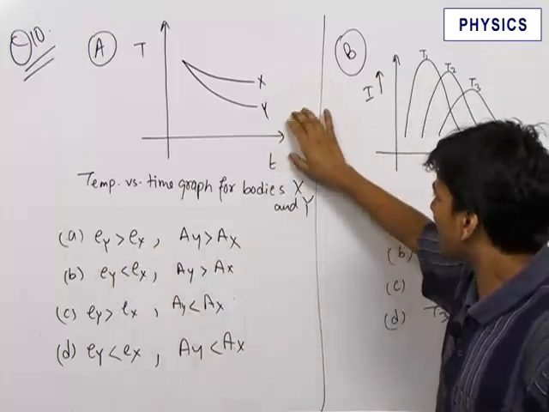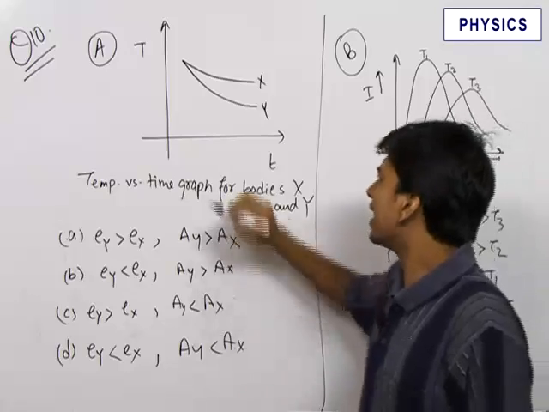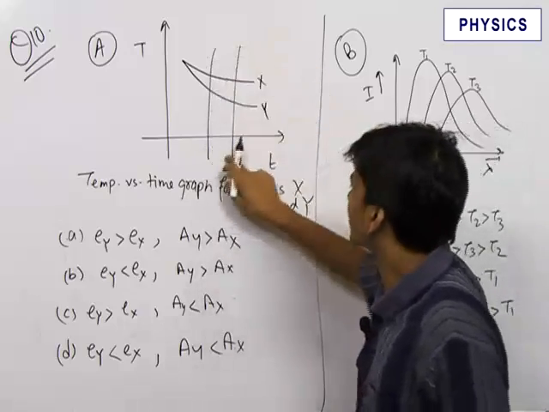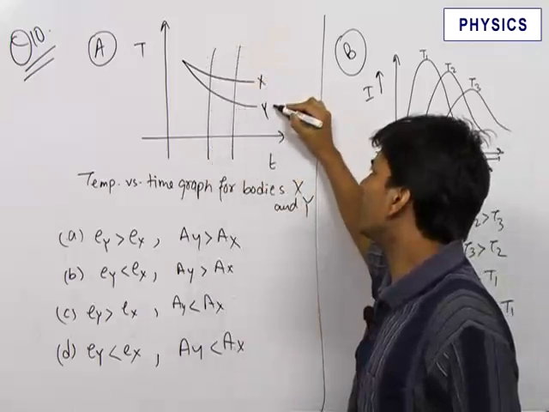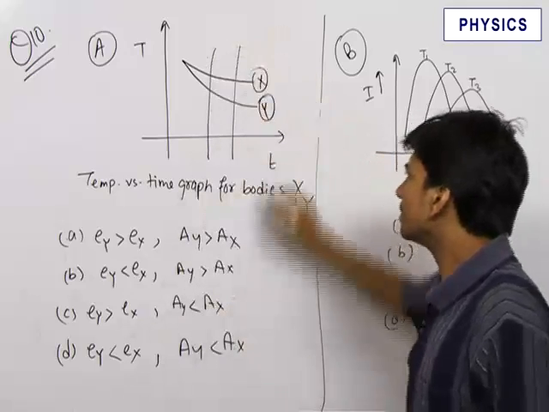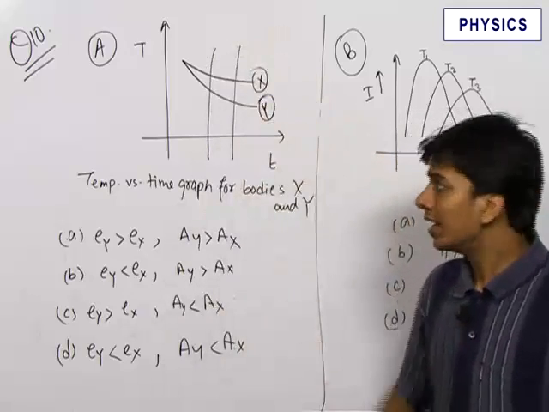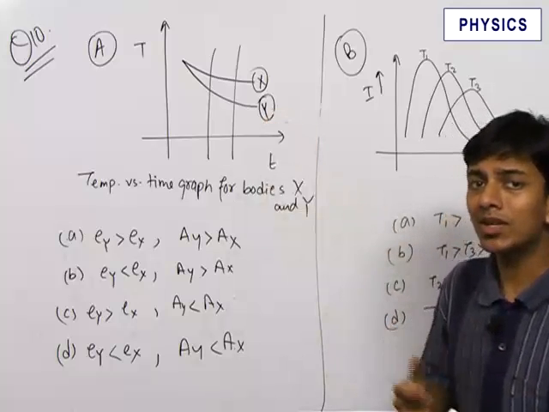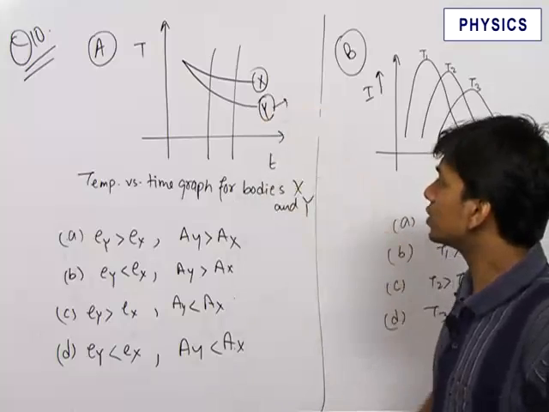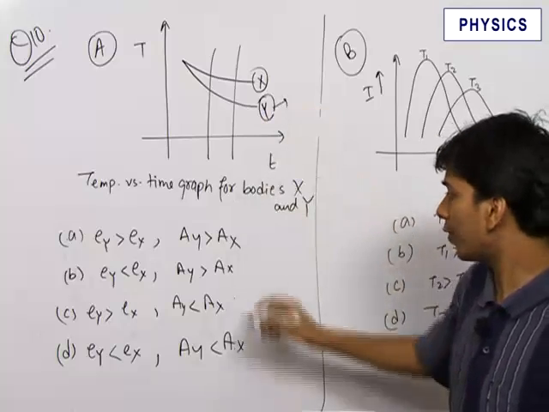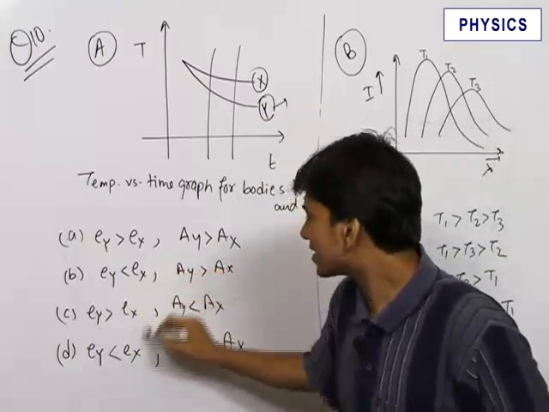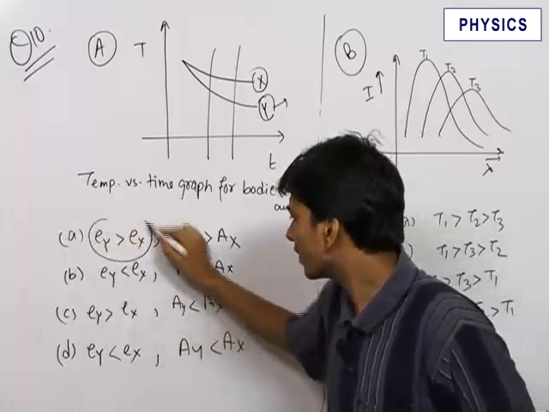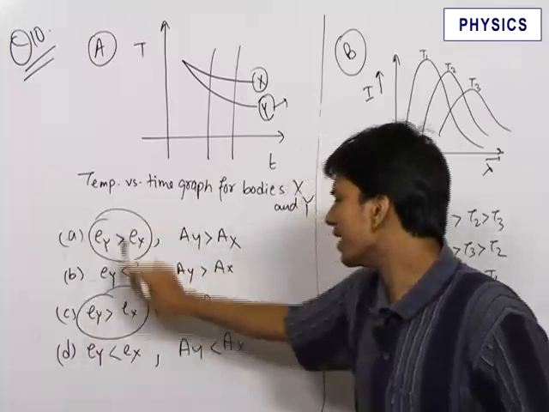Now for realizing this graph, first let us see that in an equal time interval there is a greater fall in temperature for object y. That means this object y is losing heat at a faster rate. That means the emissivity of this object y is greater. Therefore we conclude that Ey is greater than Ex. Therefore the options we are left with are A and C.